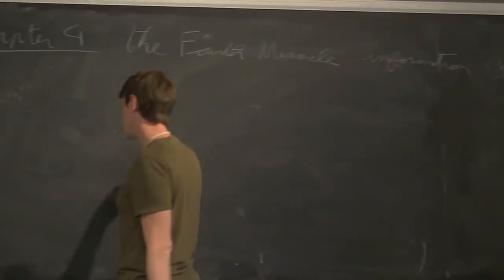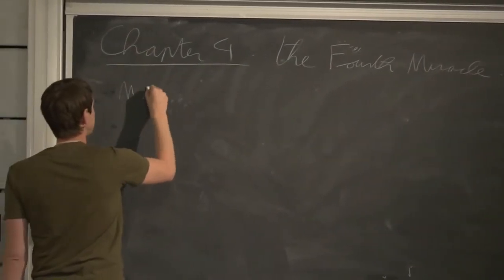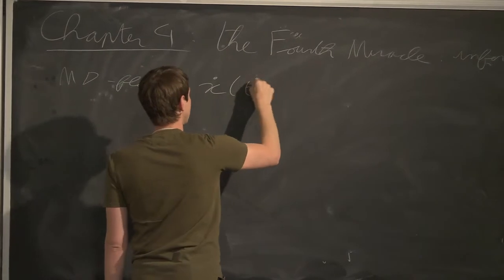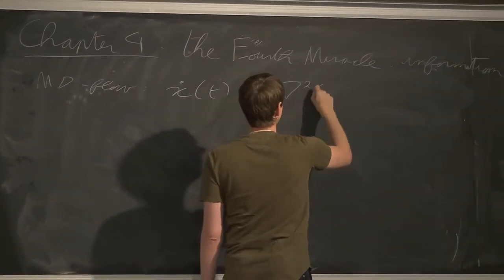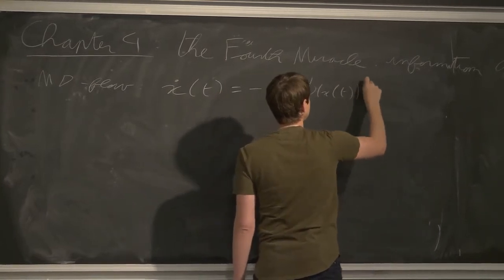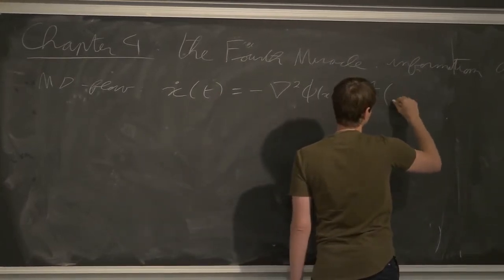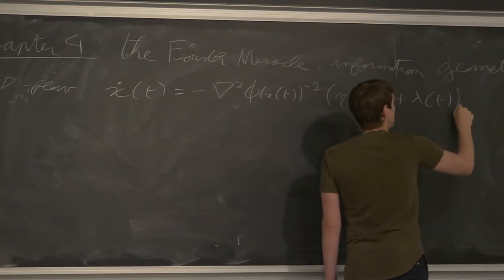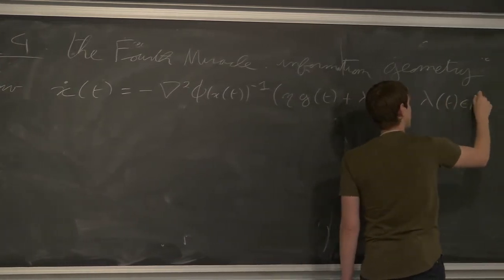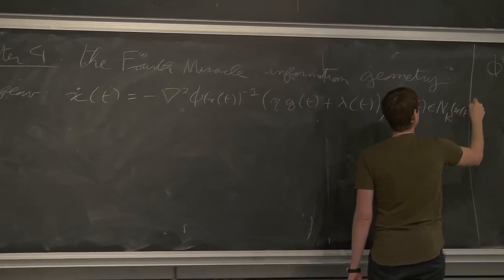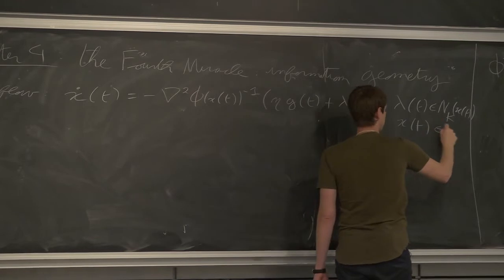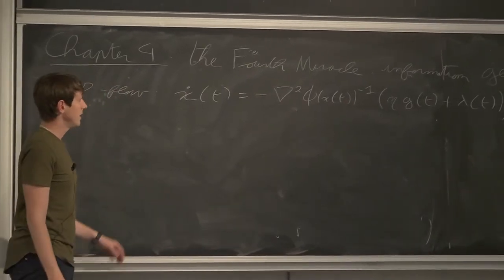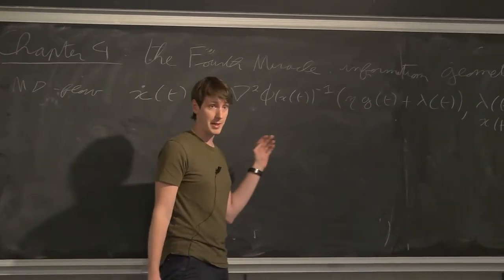Good. So remember, what are we looking at? The mirror descent flow is the following: x dot of t is equal to minus the Hessian of phi at x_t, inverse, applied to eta g_t plus lambda_t, where lambda_t is an element of the normal cone of K at x_t, and x_t is in the convex set K. So what I want to do for this hour is to discretize this algorithm and do the discrete time analysis.